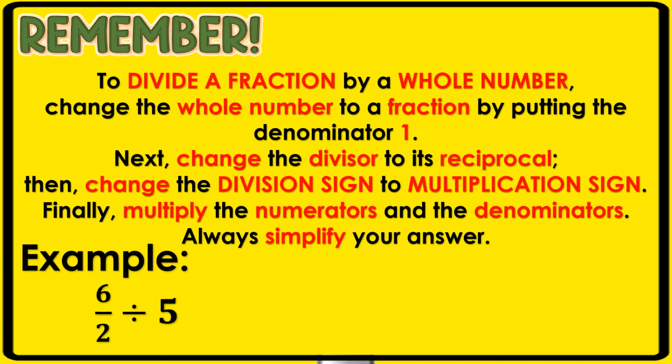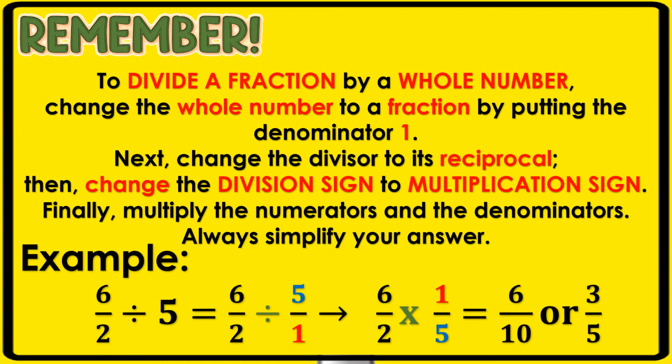Example, 6 halves divided by 5. 5 becomes 5 over 1. So we have 6 halves divided by 5 over 1. Then 6 halves times 1/5, because we had the reciprocal of 5 over 1, which is 1/5. And the division sign becomes the multiplication sign. So 6 halves times 1/5 equals 6/10 or 3/5.